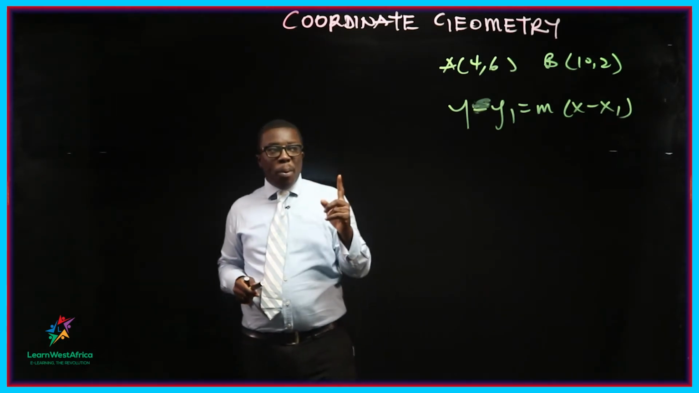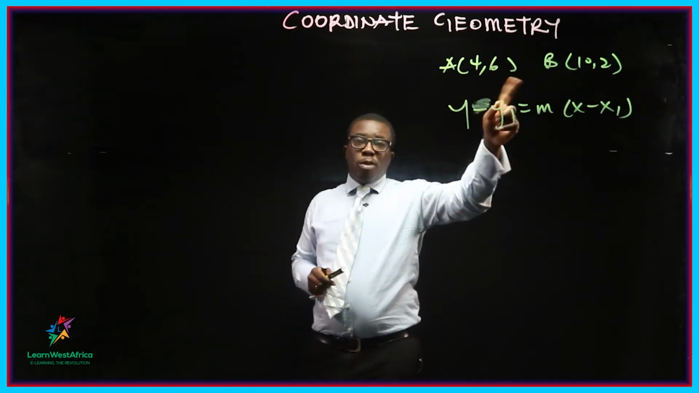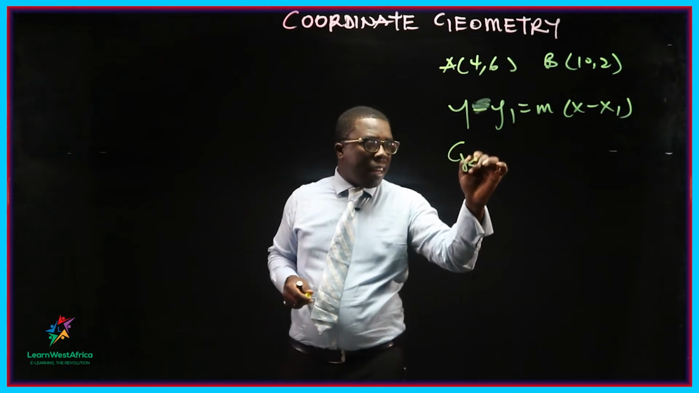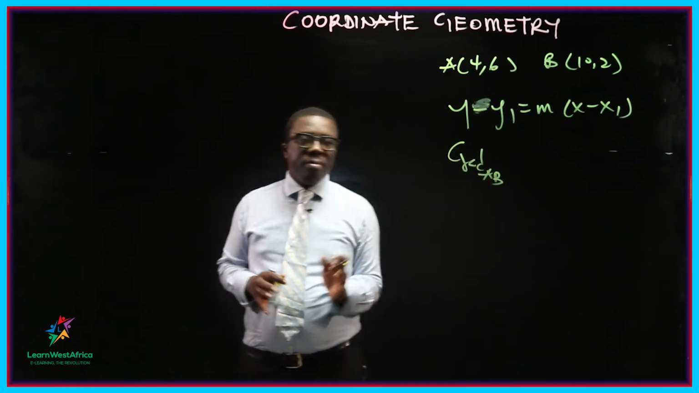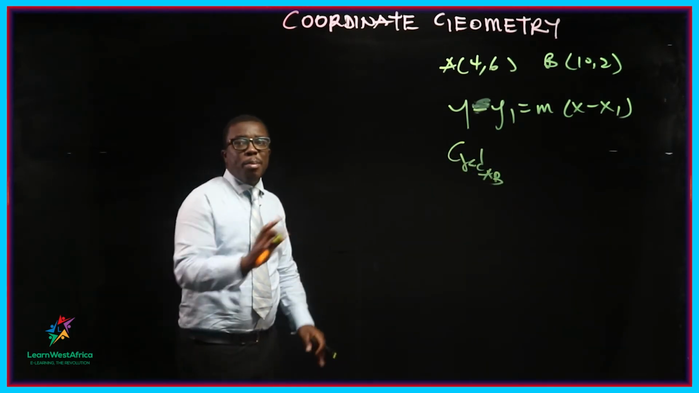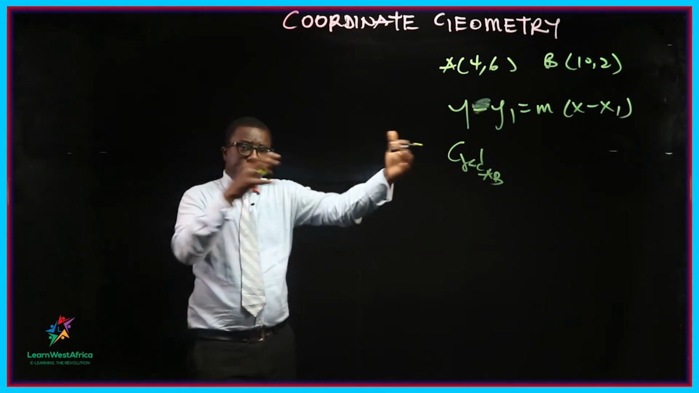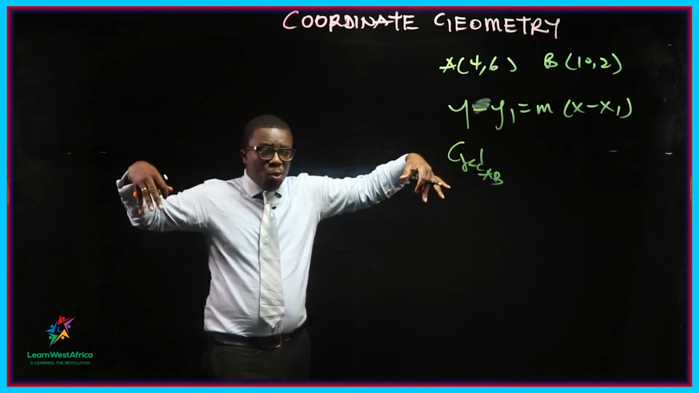The gradient and 1 point. So what is the gradient? All right, so now let's try and find the gradient of AB. So we say grad of AB. Guys, when I say grad of AB, I'm just referring to the gradient of the line AB, like the point A, point B. What's the gradient of the line that goes through those 2 points?